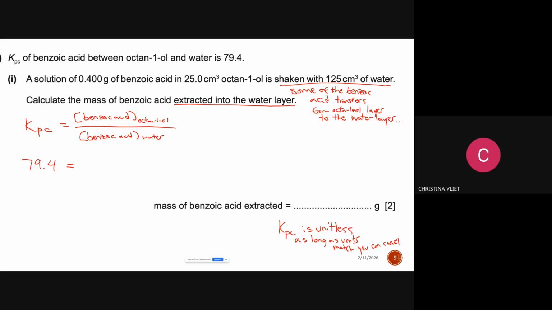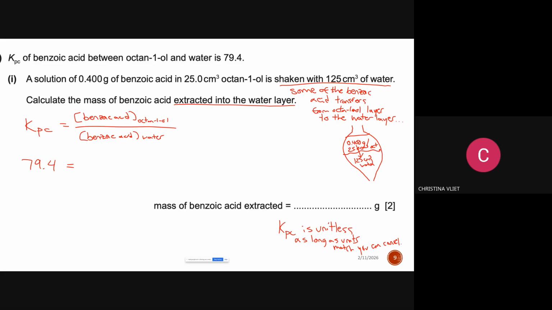How many grams of benzoic acid do we have in octanol? It's not 0.4. Why is it not 0.4? How many grams of benzoic acid do we have in octanol when it's shaken with water? Remember, we took 0.4 grams, just to give you the terrible drawing. This is the device. We took 0.4 grams, right? And that's in 25 centimeters cubed of octanol. But then we had 125 centimeters cubed of water. And some of that 0.4 went into here, right?